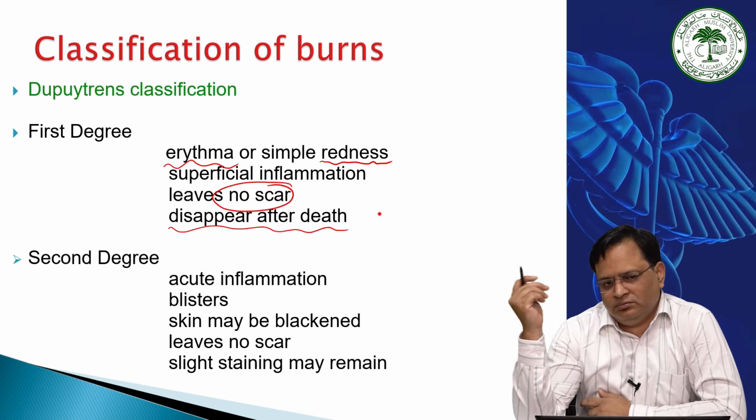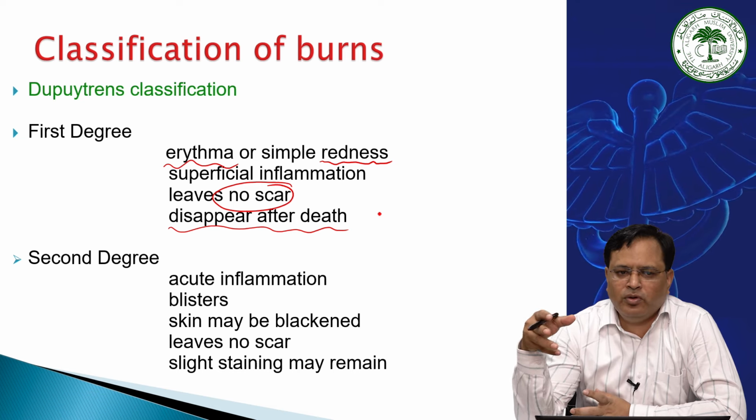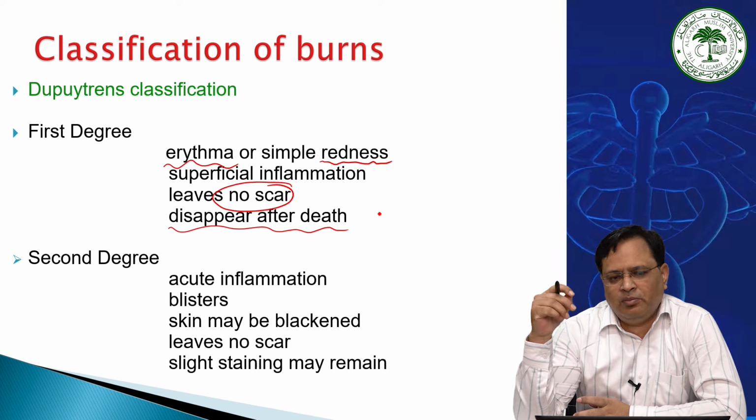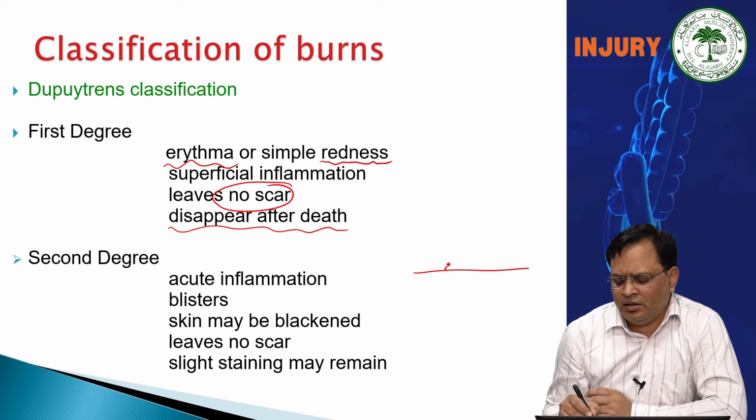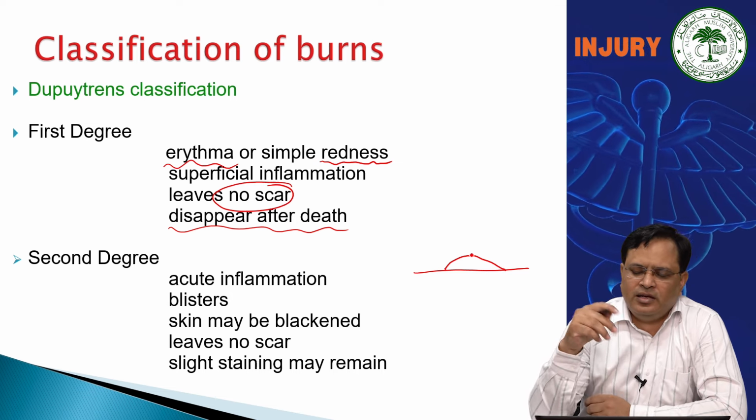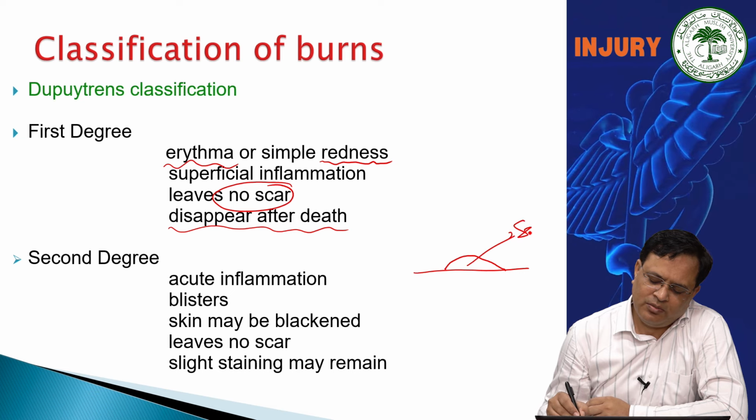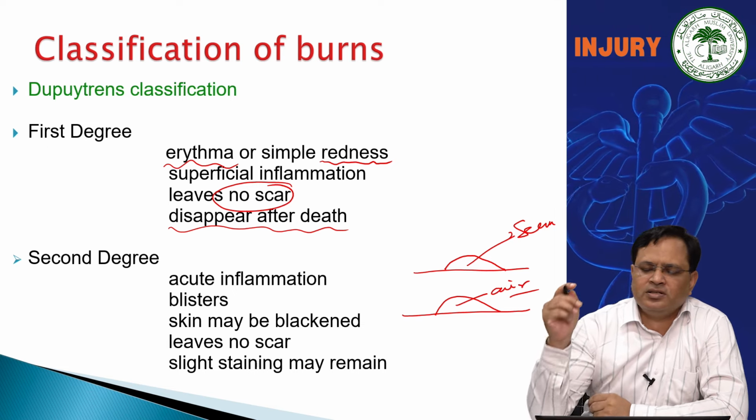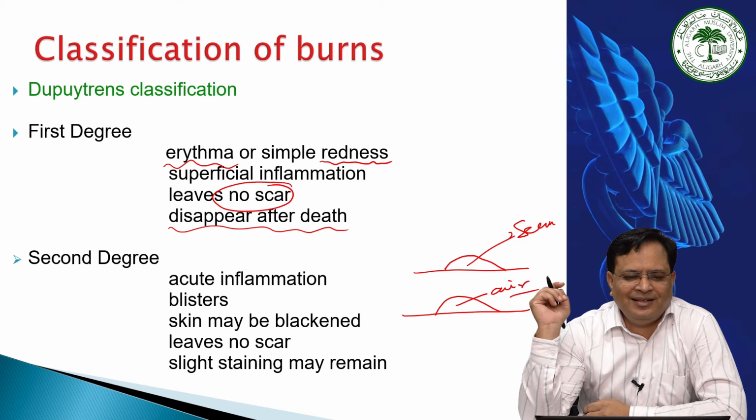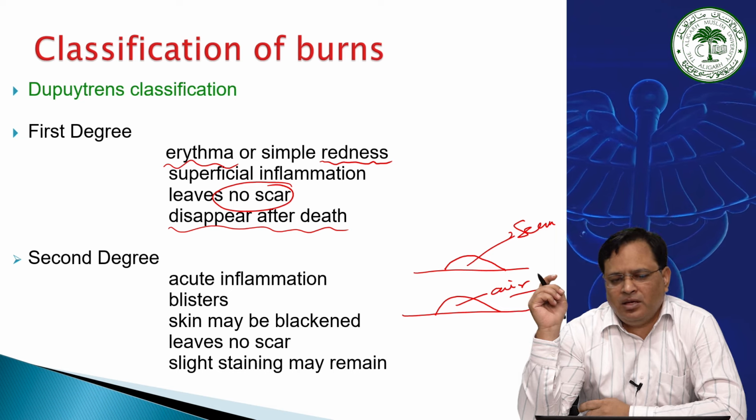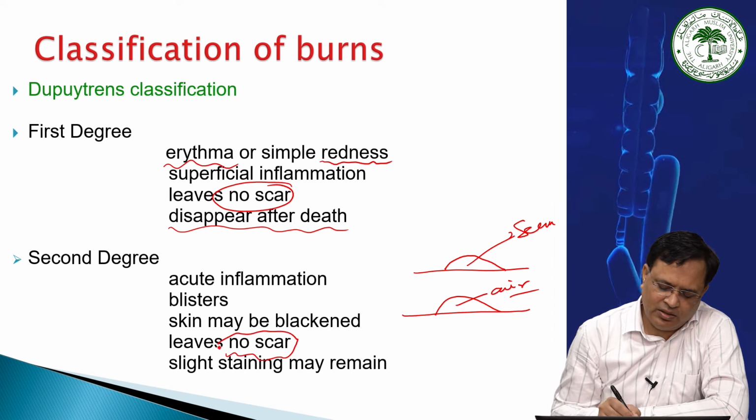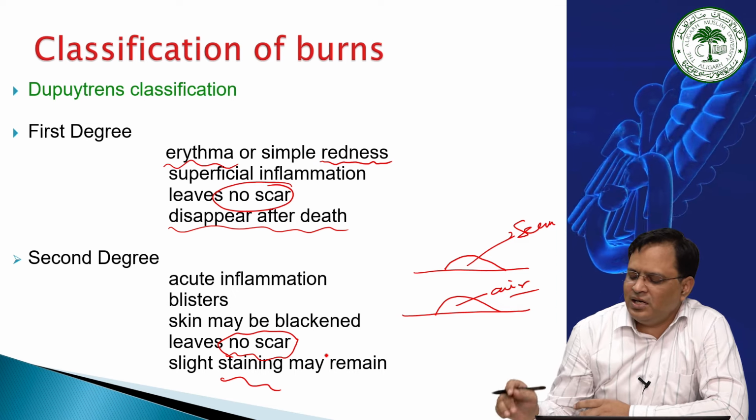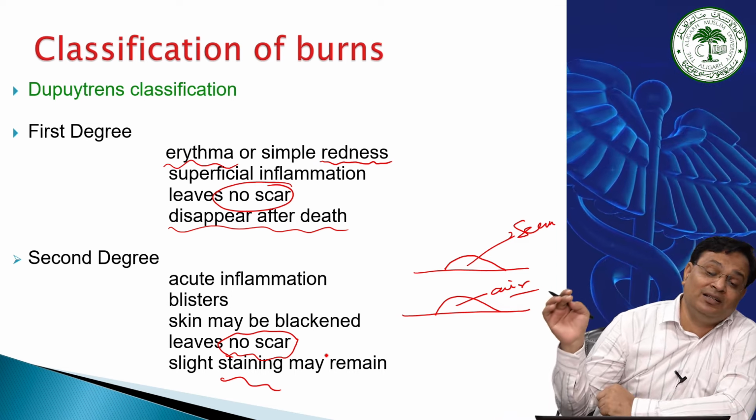Second degree, that is called acute inflammation. In second degree burn there is more exposure to the heat, or the duration is longer, so we can get acute inflammation. Then there are blisters, a fluid accumulation in the skin that is raised. Serum is accumulated in there, and sometimes air blisters can be found. Air may be accumulated. It depends upon whether the person is alive or dead. Skin may be blackened. It leaves no scar, slight staining may remain. So scar is not formed in second degree, but post-healing stains or some lines may be found, but the huge scar which we find in burns is not here.